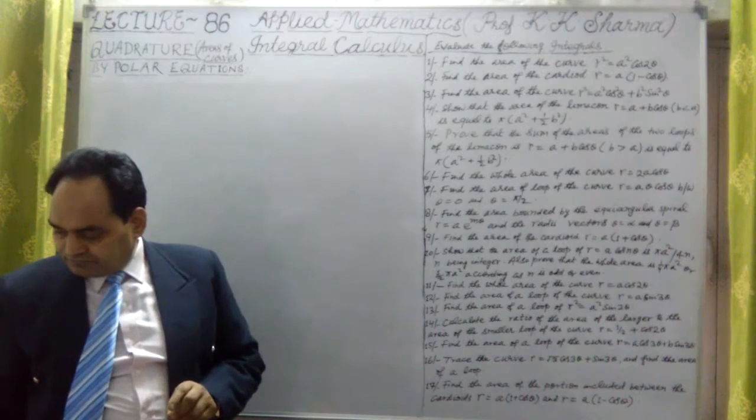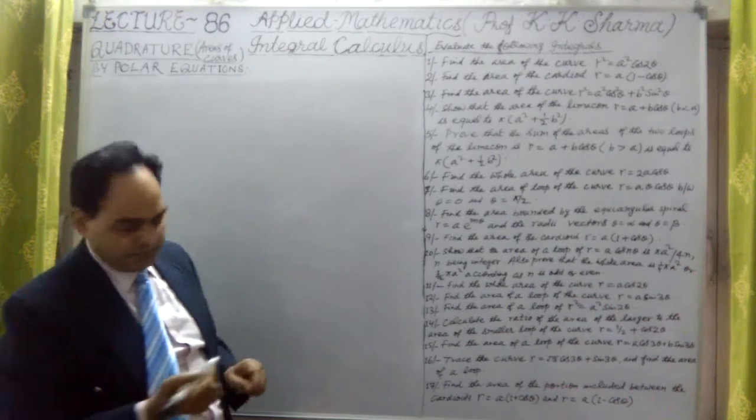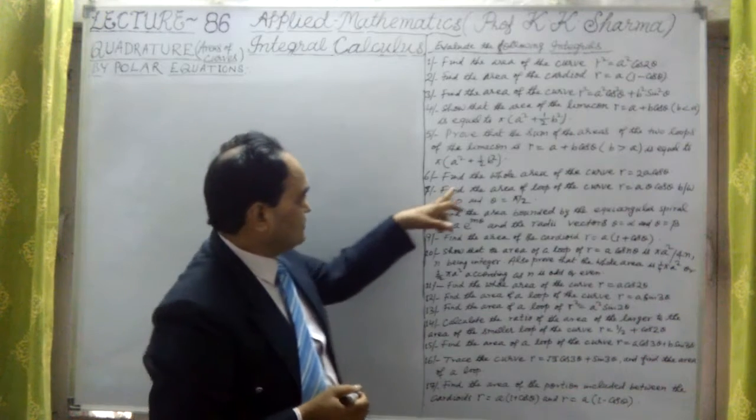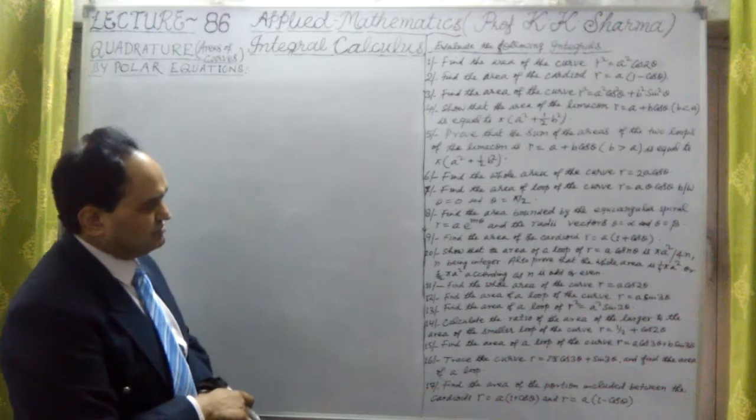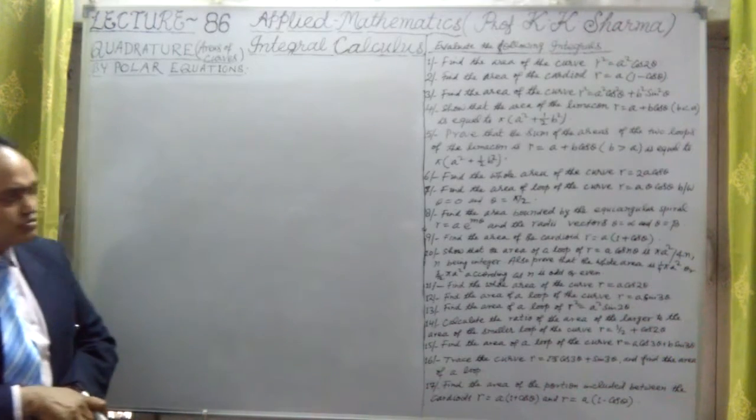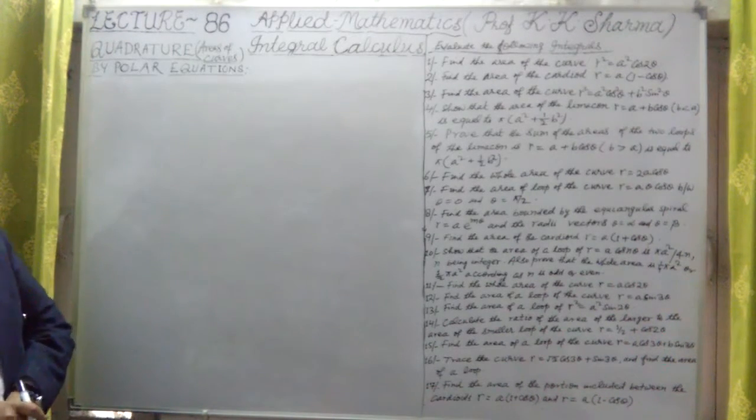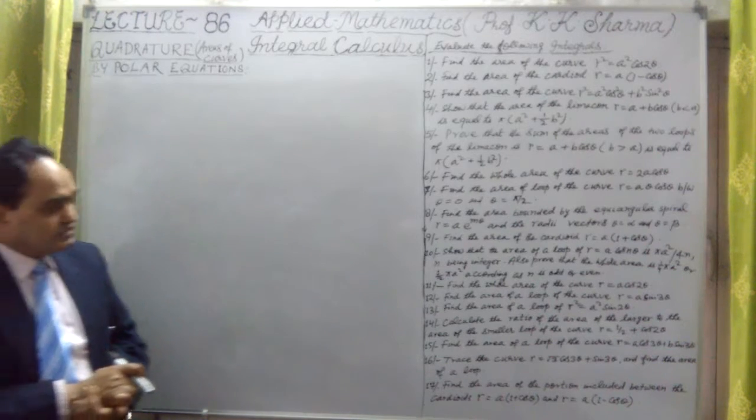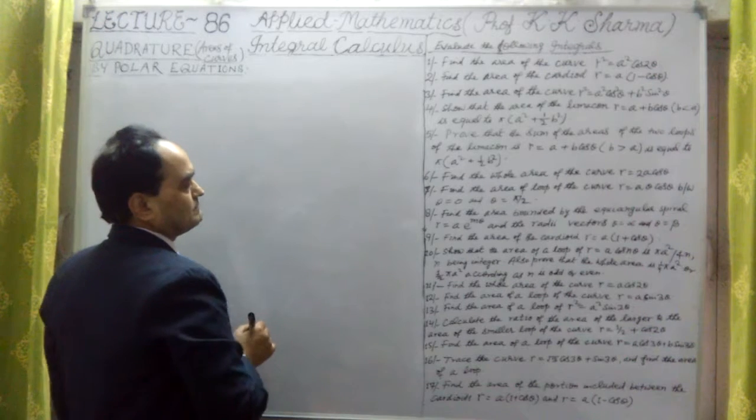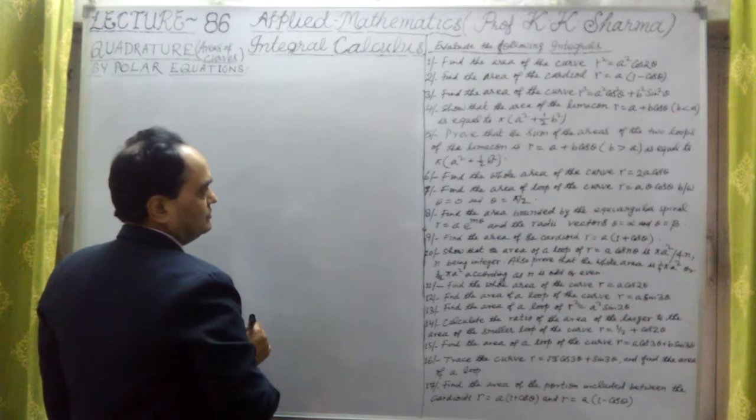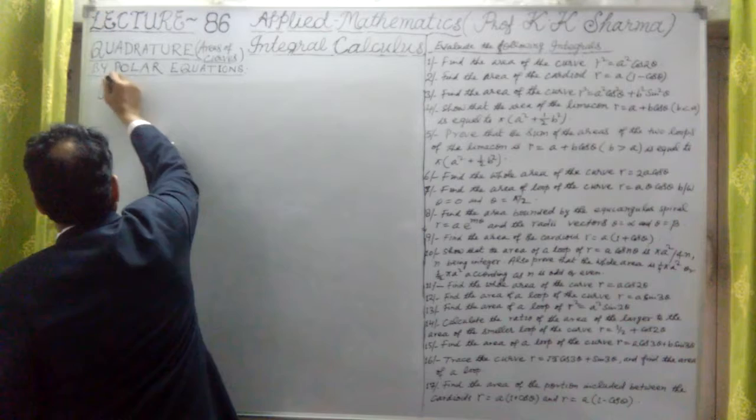Okay, now let me take the 6th question. Question number 6 says, find the whole area of the curve r equal to 2a cos theta. So if I substitute, let me first draw the curve, and then what is the total area? Okay, so question number 6.